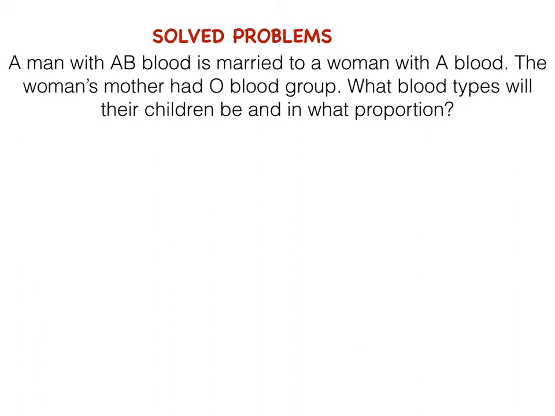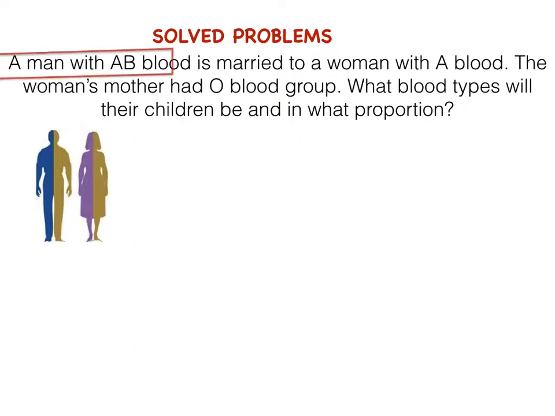Again, the moment you see a problem like that, start analyzing. The man has the AB blood type. There's the man and the woman. We know that these are codominant alleles, so it's very easy to figure out the man's genotype: this person will have IA and IB. There can be no other combination because these two alleles are codominant. So that is the man's genotype.